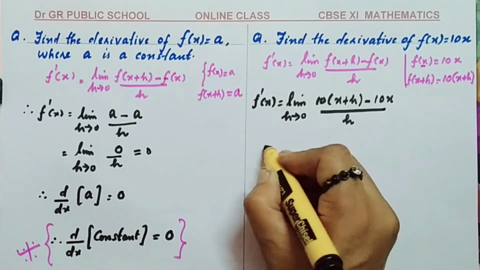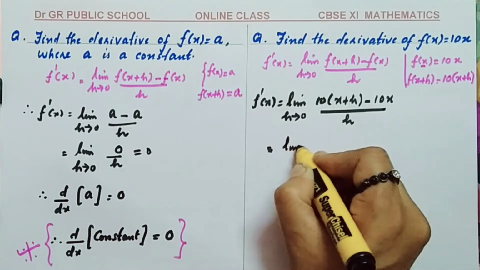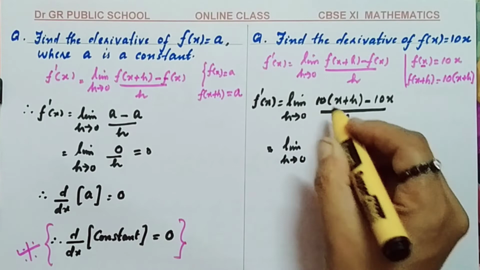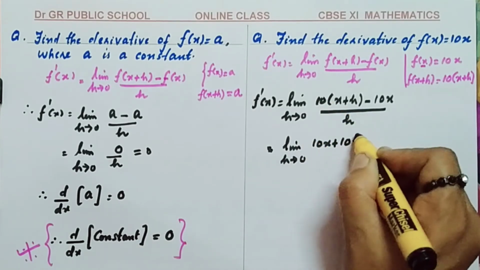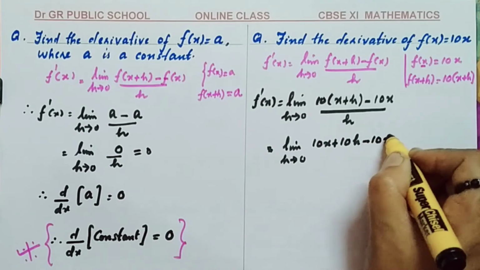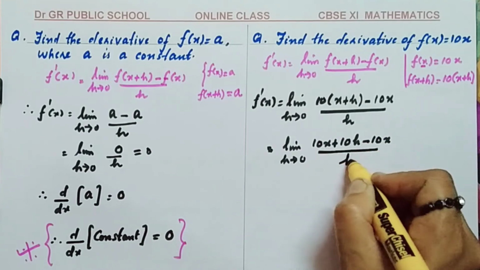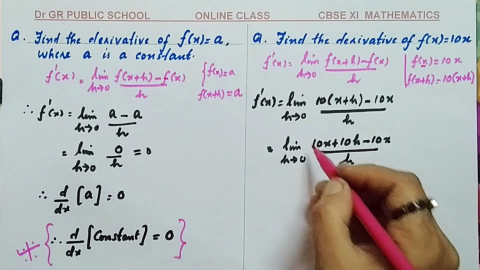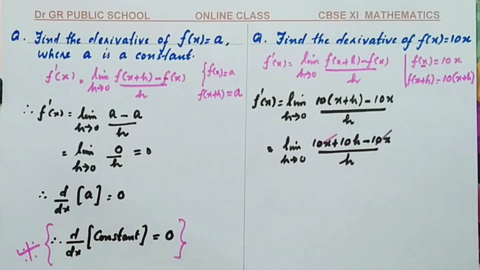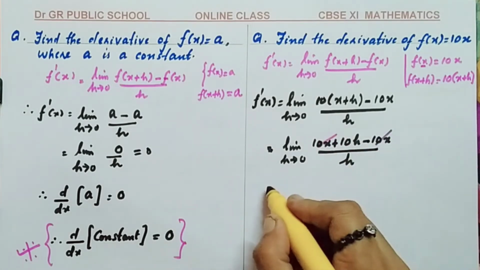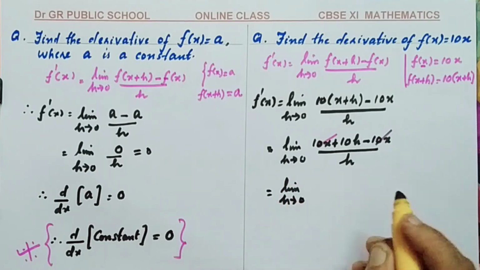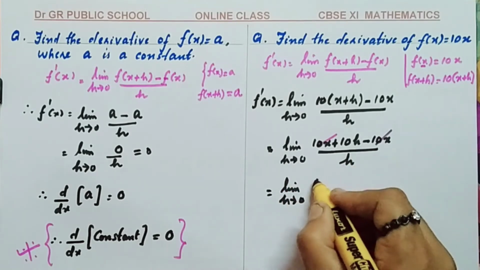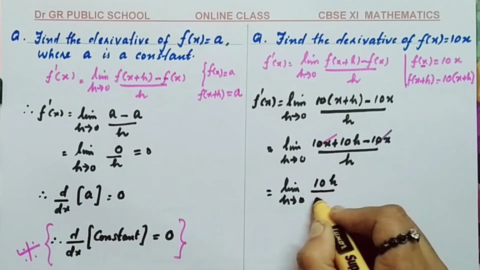Okay, we can simplify this. Equals limit h tends to 0. This we can multiply inwards: 10x plus 10h minus 10x, the whole divided by h. Here plus 10x minus 10x get cancelled. The remaining is limit h tends to 0, the remaining is 10h only. So this 10h divided by h.